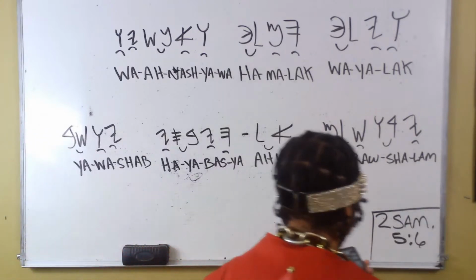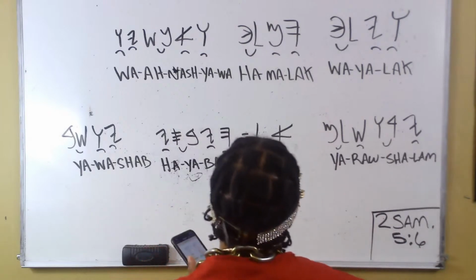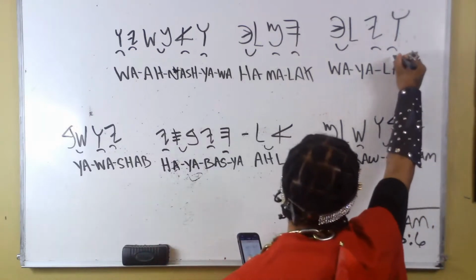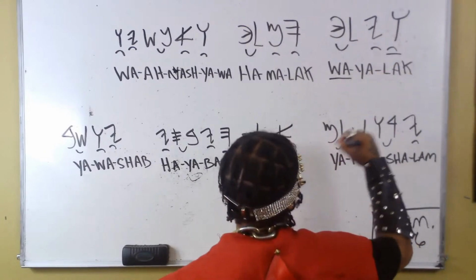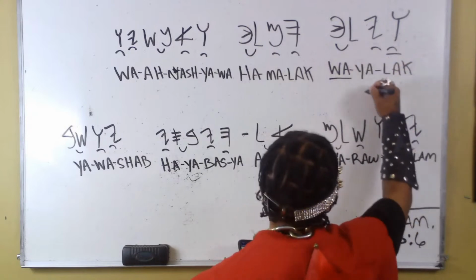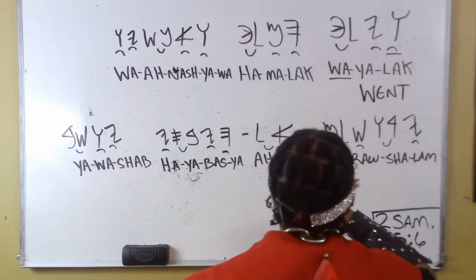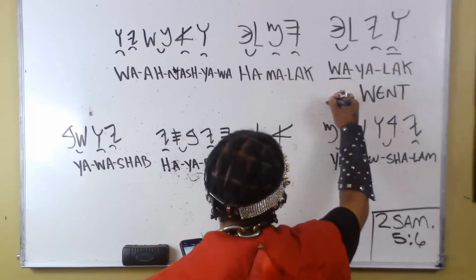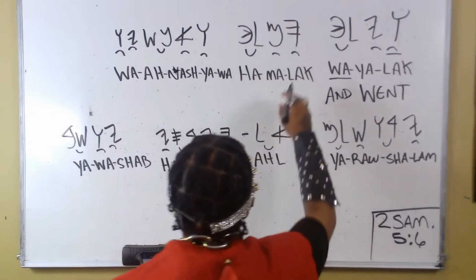Okay, now let's translate it. What did the word yalak mean? If anybody remembers, yalak meant went. But you have a connector at the beginning, which is wa. So wa yalak. Wa at the beginning of a root word means and or with. So we know the root word yalak means went.